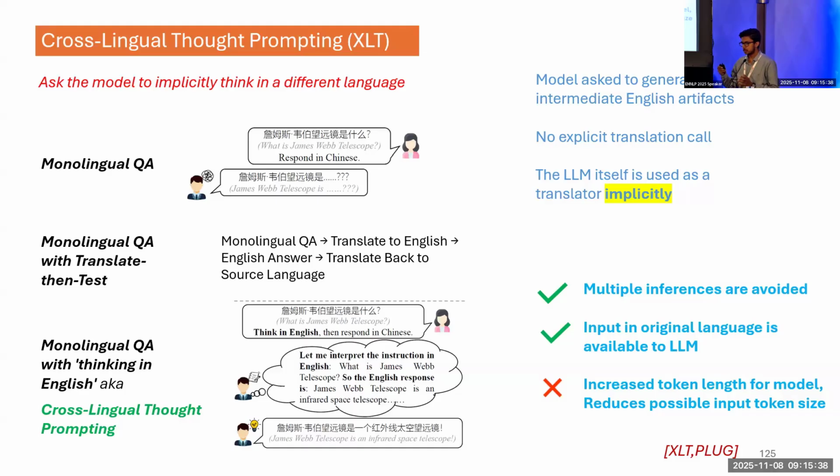Or what we can do is monolingual QA with thinking in English, also known as cross-lingual thought prompting. So here we implicitly ask the LLM to think in English. It gets the answer in English and it implicitly translates it back to Chinese. So what we are doing here is multiple inferences are avoided. And since the input in original language is available to the LLM, it has the entire context and it's able to get better answers compared to just monolingual QA. But the downside is the increased token length, and so therefore it reduces the possible input token size.